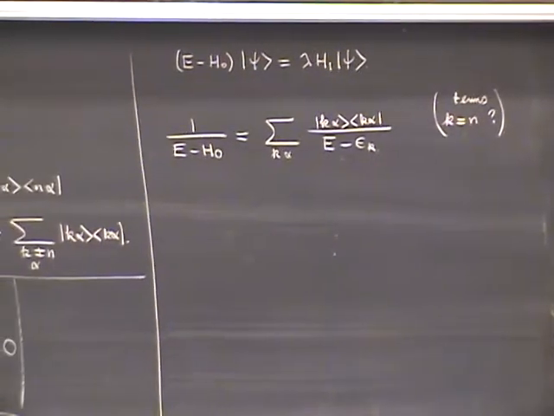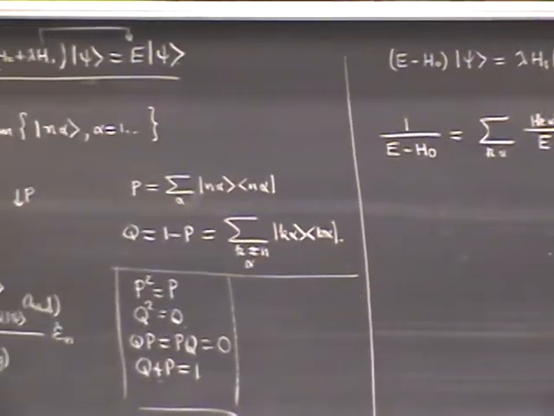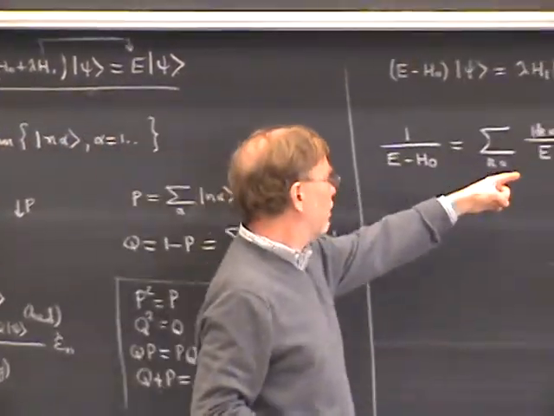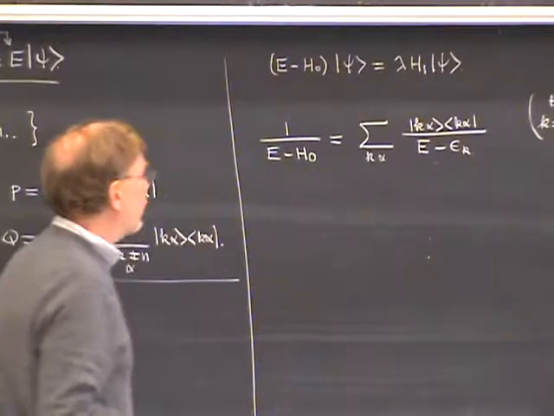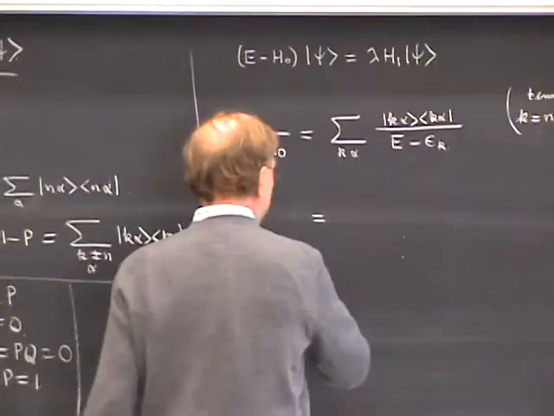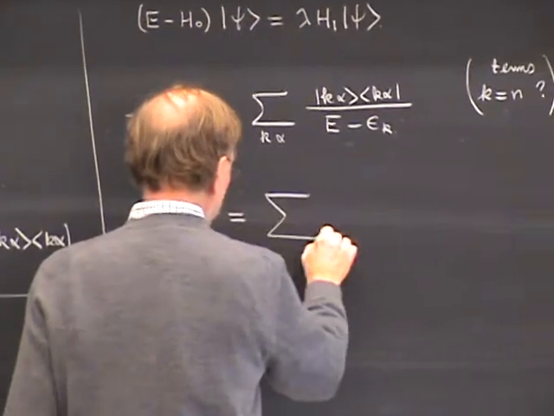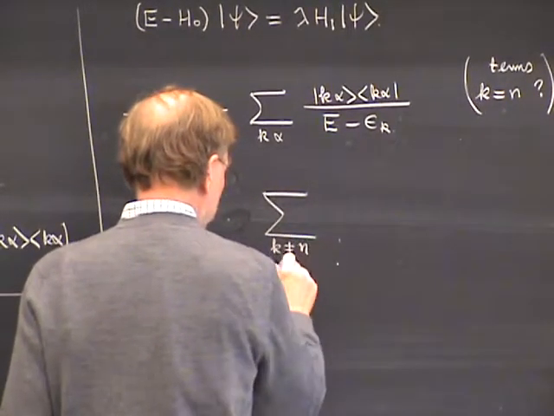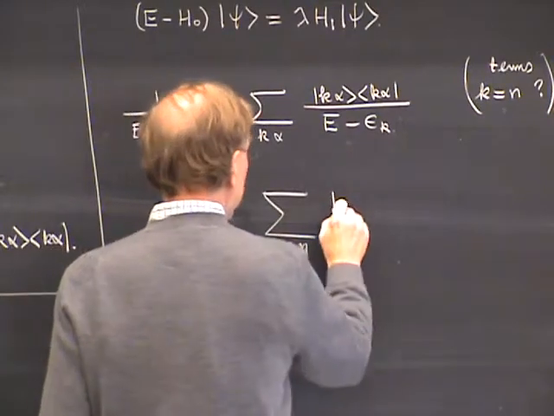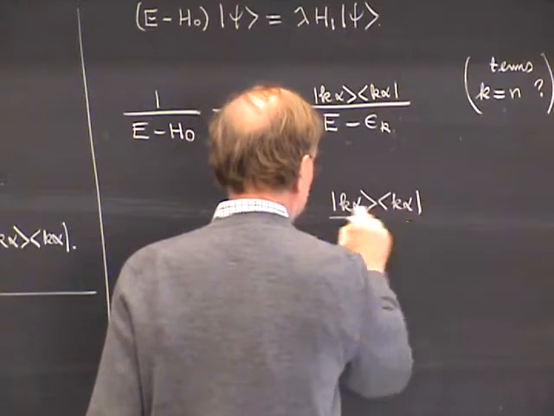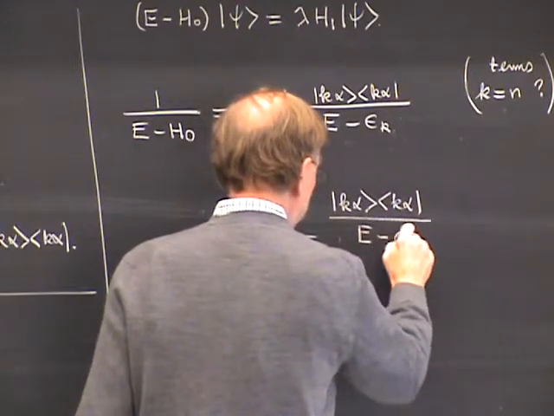It's even worse than that if you let lambda go to 0, because then E approaches epsilon n, and that denominator goes to 0, and this thing is not defined. So these are problematical terms in this sum. And what we will do to handle that is just to exclude them. Let's consider a different sum, which is really the same thing, except we exclude the k equals n terms. The formula for it is the same. It's the outer product |k alpha><k alpha| divided by E minus epsilon k.